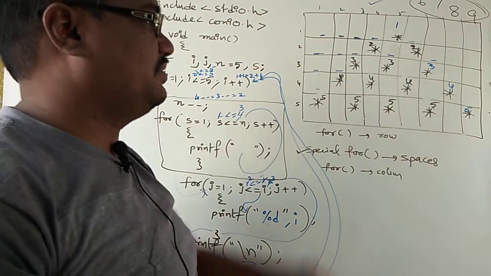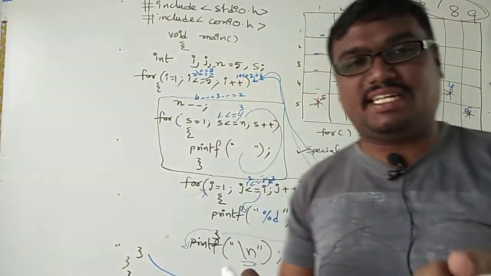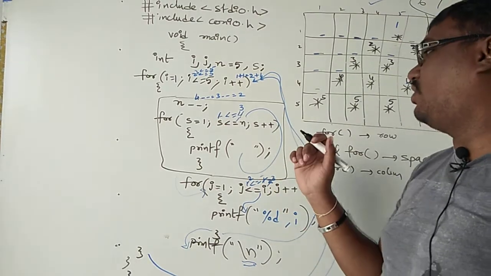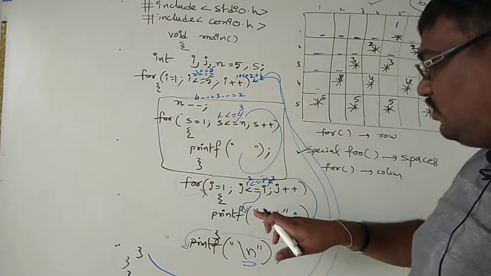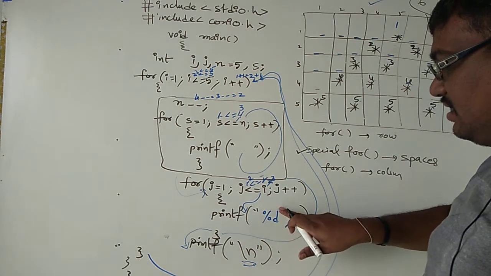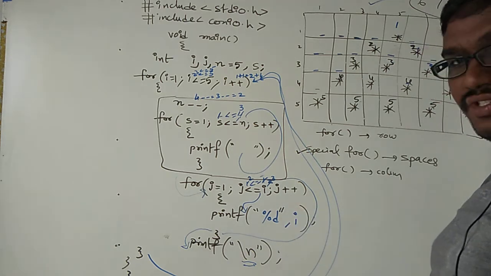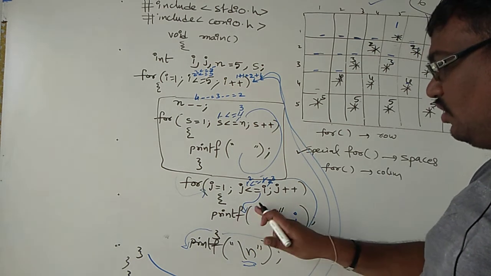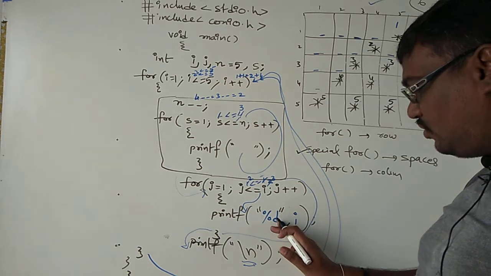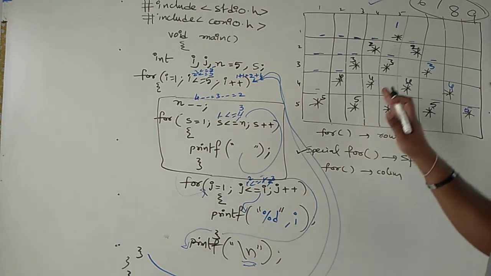Suppose one more modification is enough to display another type of pattern. Please watch. If I remove the space after this control string, I am placing the %d within the double quotations. I remove the space after it. I get the output like this.